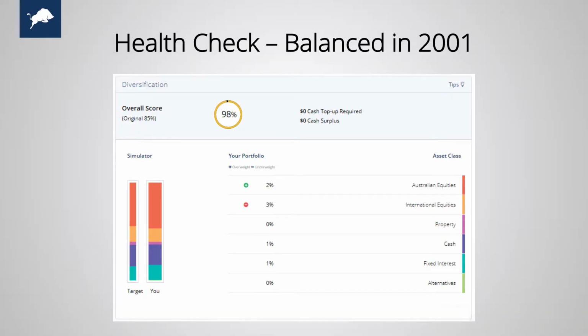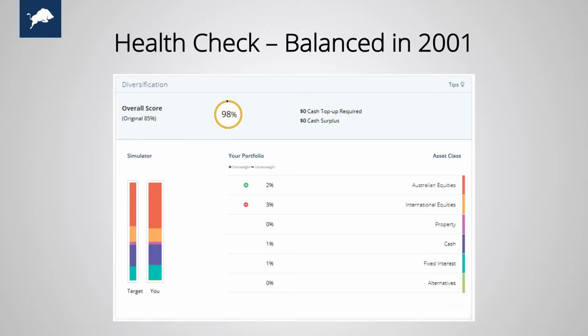So now I just want to talk about rebalancing these portfolios as well. What I've got here is a balanced portfolio using our portfolio manager, Health Check. This was what a balanced portfolio would have looked like in 2001. You can see we've got the Australian equities in red there, the international equities in the orange. You've got a little sliver of property in the middle, then you've got cash and fixed interest down the bottom.